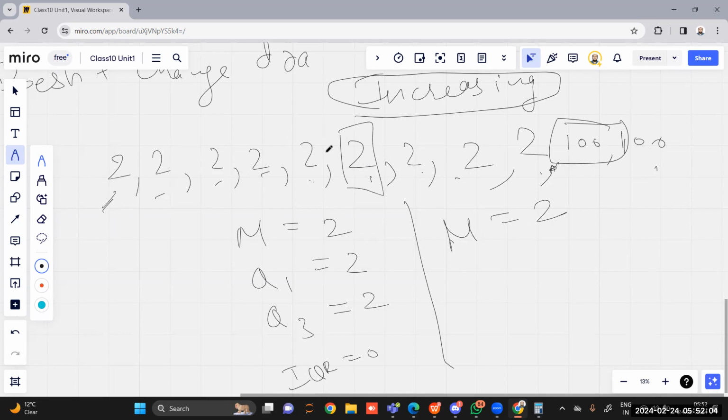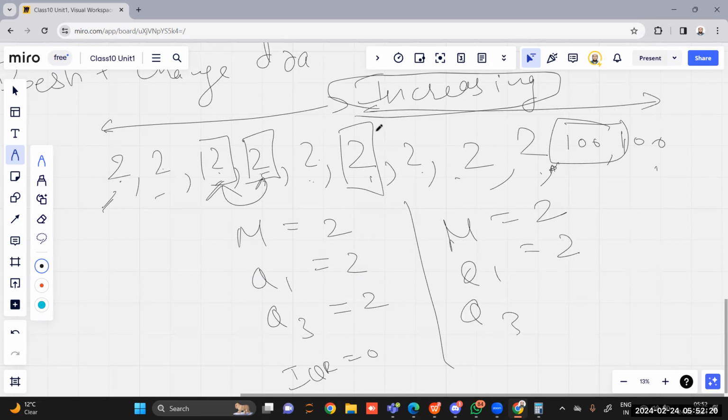So this is my first point. The middle of this lower half will be Q1. So 1, 2, 3, 4, 5, 6. The third and the fourth, the average of both, will be Q1. So my Q1 will be 2 plus 2 upon 2, that's 2. And Q3 is the same: the average of the third and fourth, so again it will be 2.